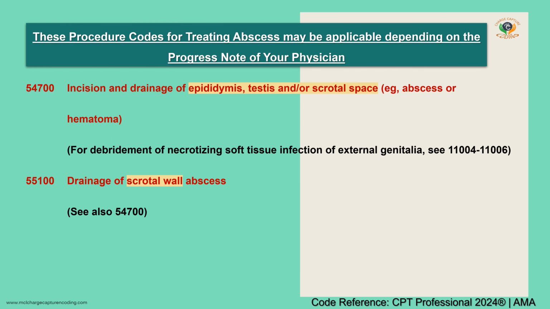Please note that you can use CPT code 55100 if you are reporting a drainage of the scrotal wall abscess. If the abscess is of the epididymis, testis, and/or scrotal space, report CPT code 54700. The incision and drainage of epididymis, testis, and/or scrotal space, such as for abscess or hematoma, because this code is used to report procedures to any of the 3 areas.